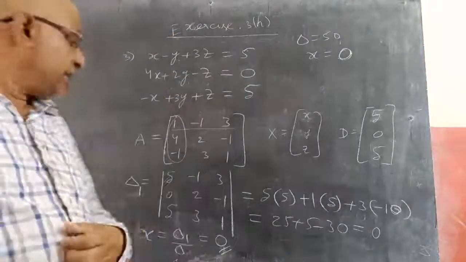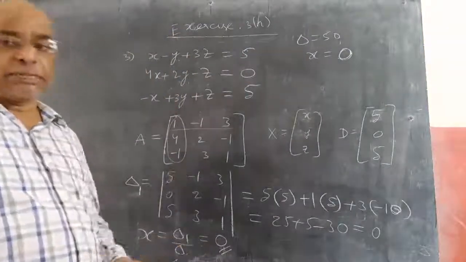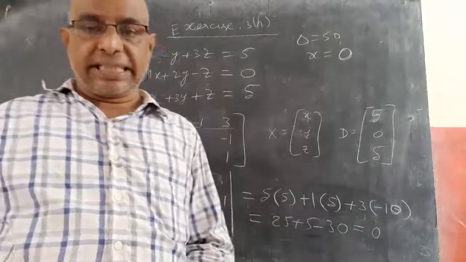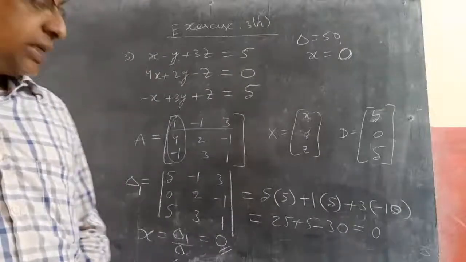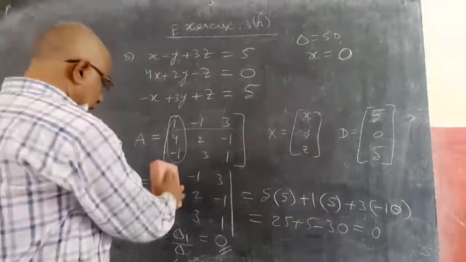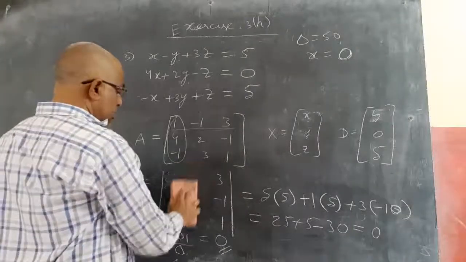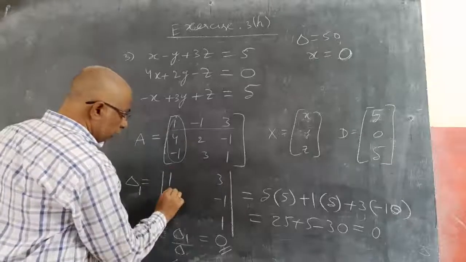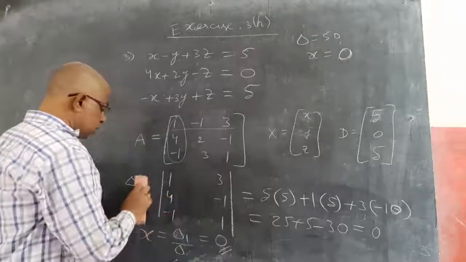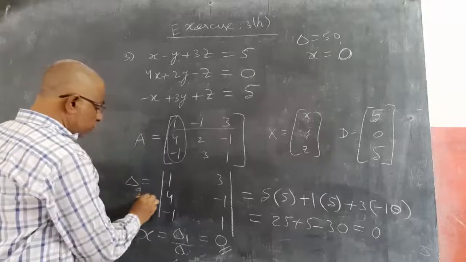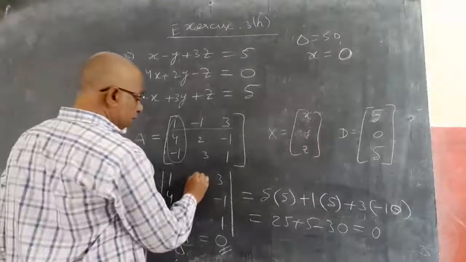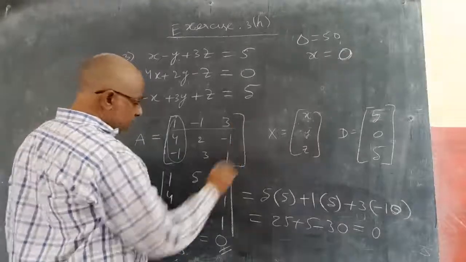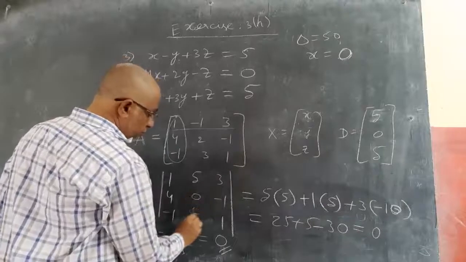So like that I will find y. How can I find y? Replacing second column elements by the constants. That means the first row as it is, but the first column as it is, I will write 1, 4, minus 1. This is delta 2 I am finding now. 1, 4, minus 1, and the second column elements are to be replaced by D. D is 5, 0, 5.